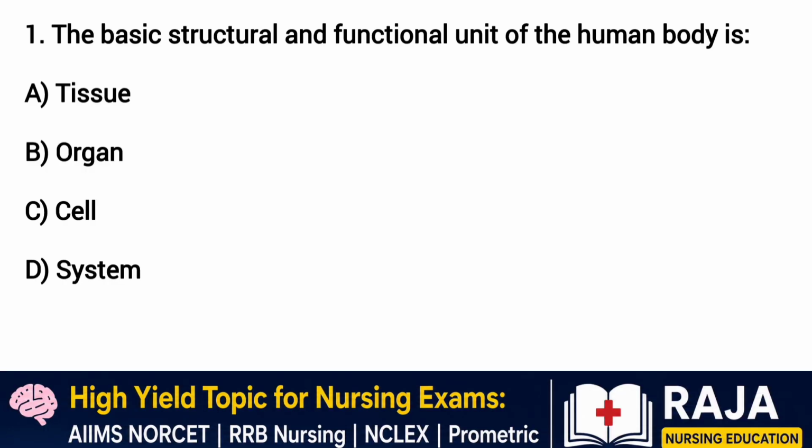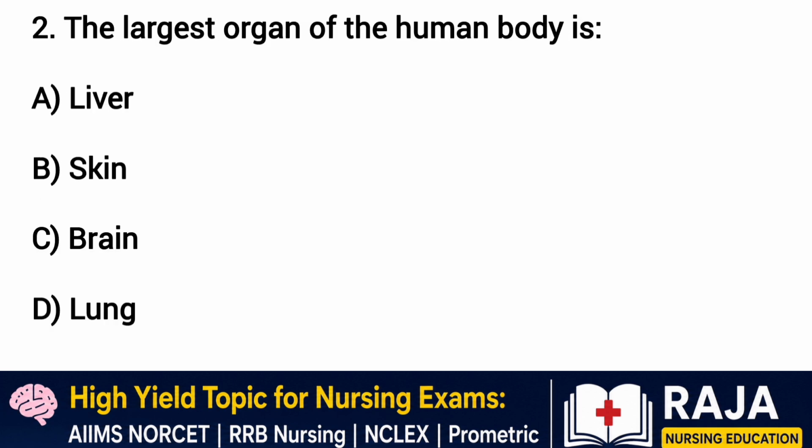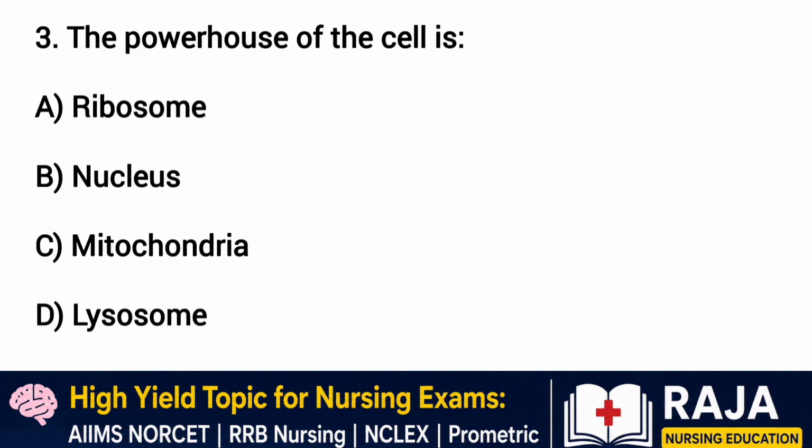The basic structural and functional unit of the human body is? The answer is C. Cell. The largest organ of the human body is? The answer is B. Skin. The powerhouse of the cell is? The answer is C. Mitochondria.